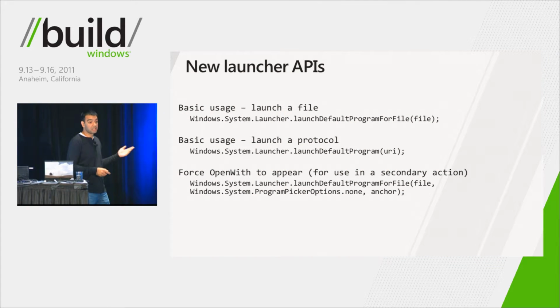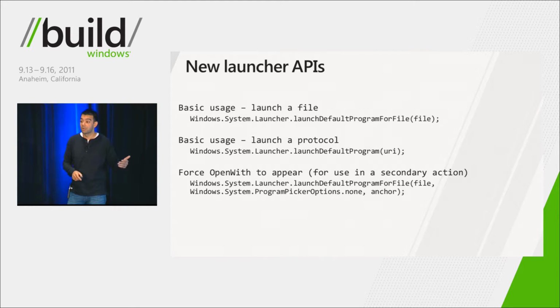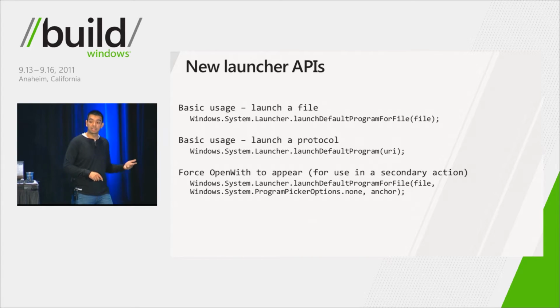So here's the list of APIs, the launcher APIs that I just discussed. I again provided the focus on file type associations, but the same launcher APIs also exist for protocols, if that's something that's of interest to you for your specific application as well.